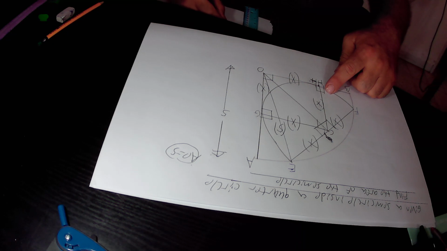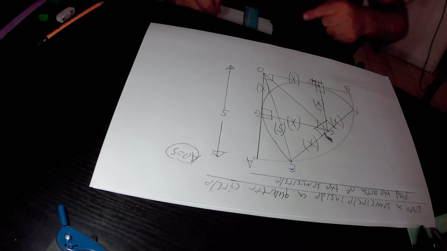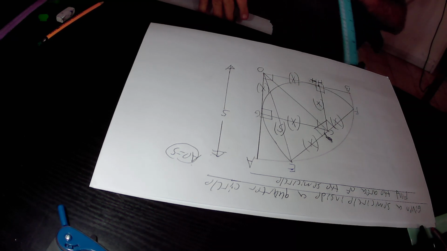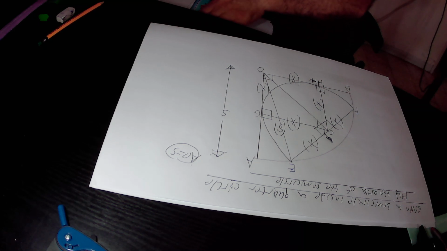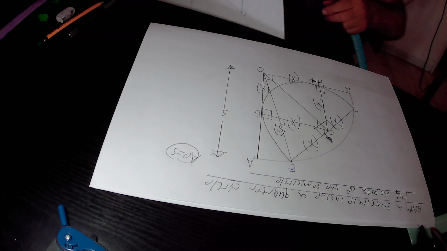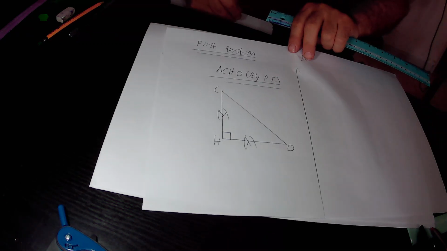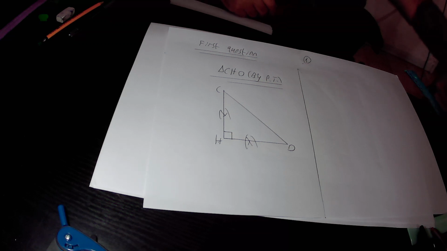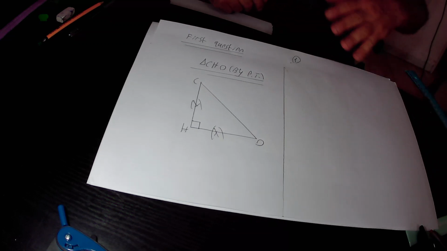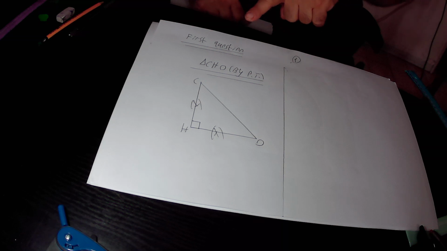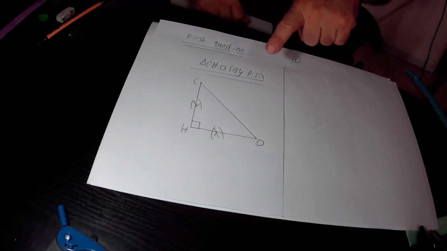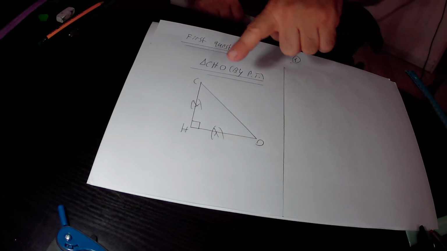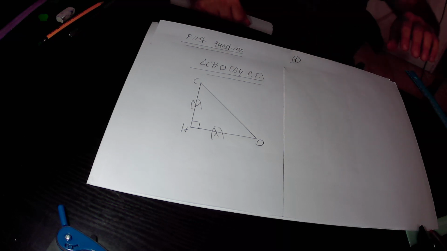Side CH equals x, side HO also equals x, and CO, the hypotenuse, is the missing side. So actually, this is the right and isosceles triangle, triangle CHO. According to the Pythagoras theorem, in this right triangle CHO, CO squared, that is the square of the hypotenuse, must be equal to CH squared plus HO squared. So I write it down.